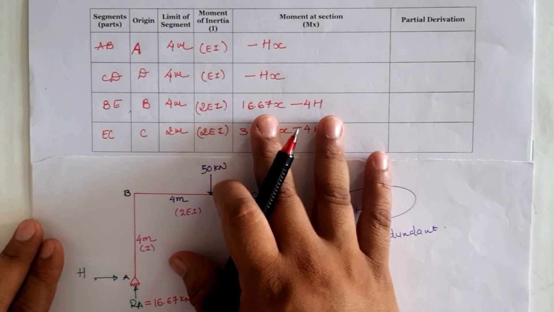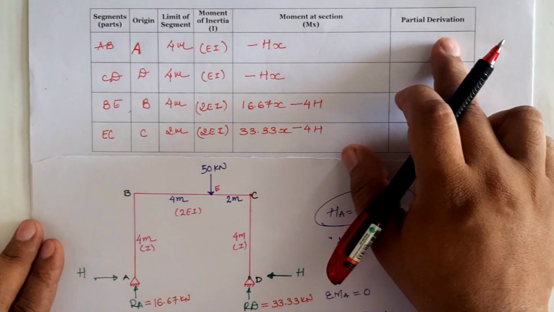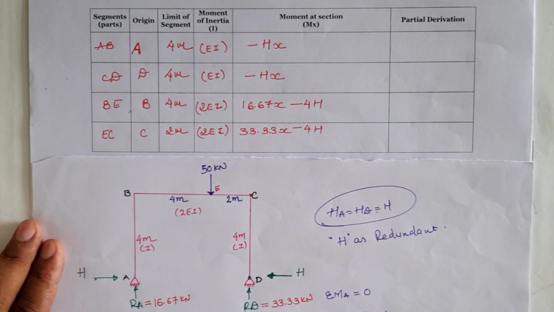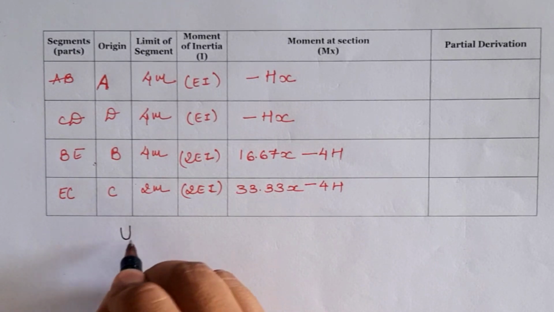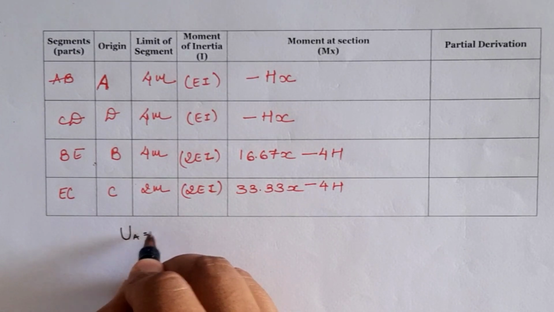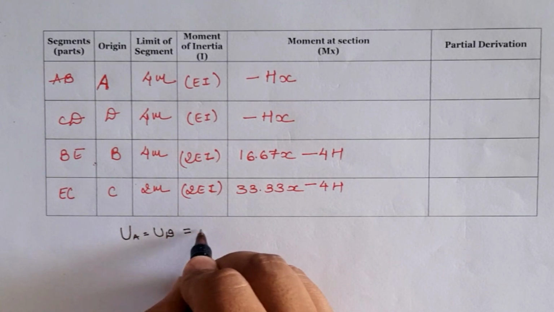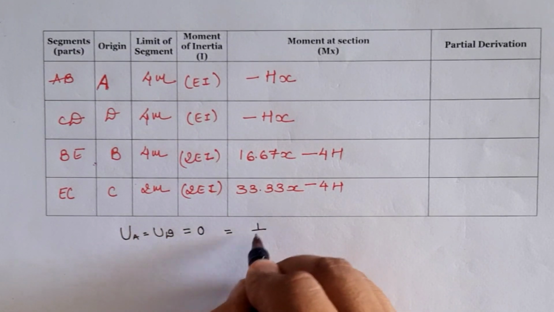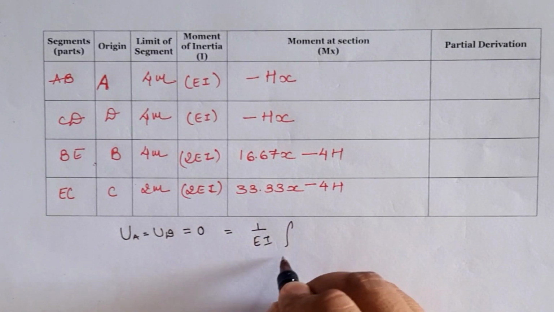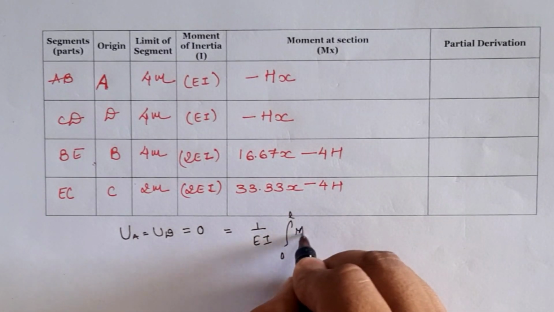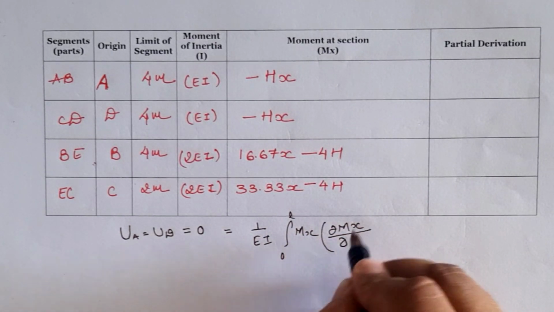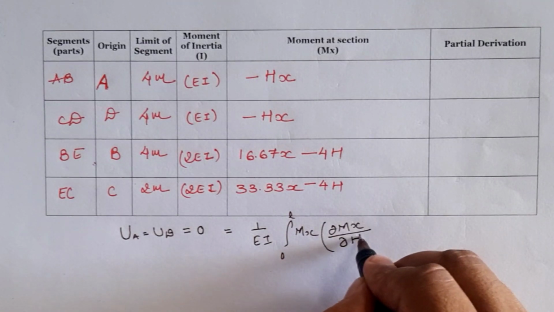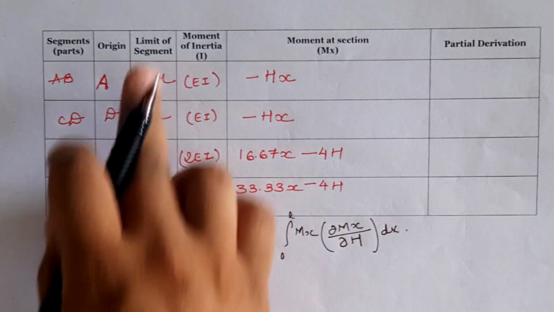So this is the moment of section as we calculated, and for partial derivation we have Castigliano's mathematical equation for minimum strain energy, or second theorem: the total strain energy at the location where deflection is 0. Hence at location A or at location D we have strain energy as 0, and the mathematical equation says that it is 1 by EI integration over the entire span of the sectional moment into the partial derivation of the sectional moment with respect to the redundant. In this case we have assumed the redundant as capital H, dx for each segment.